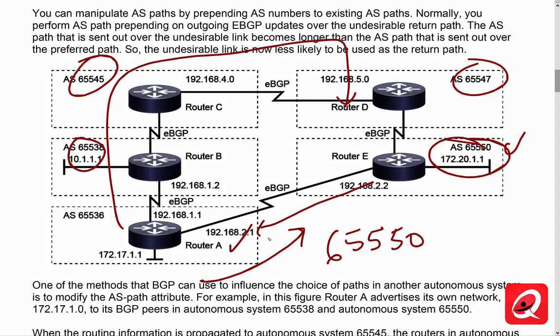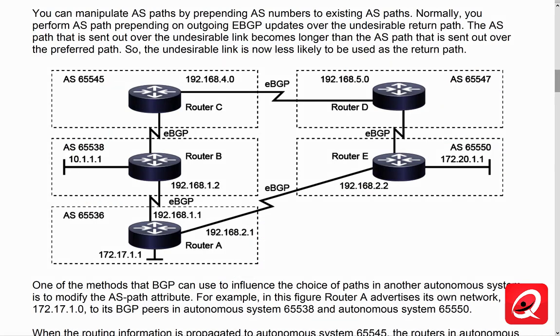Let's say that we do prefer to go the long way from router B to router C to router D over to router E. When I receive the prefix from router E, I'm going to prepend my AS path multiple times, 3 or 4 or 5 or 6 times, however many is necessary to make that path seem less desirable than the alternate path, the path that I want to choose to use. Otherwise, the AS path is just an accumulation of all the different autonomous systems that the traffic has to go through to reach a particular destination. So normally we would do AS path prepending on an outgoing eBGP update over the undesirable path to make that path appear longer.